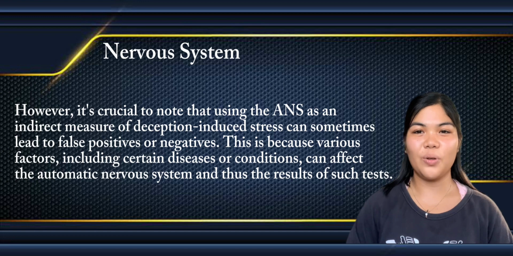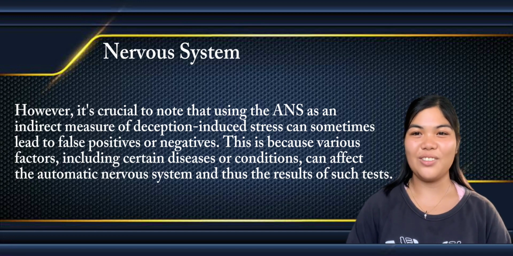However, it's crucial to note that using the autonomic nervous system as an indirect measure of deception includes stress and can sometimes lead to false positives or negatives. This is because various factors, including certain diseases or conditions, can affect the autonomic nervous system and thus the result of the test.